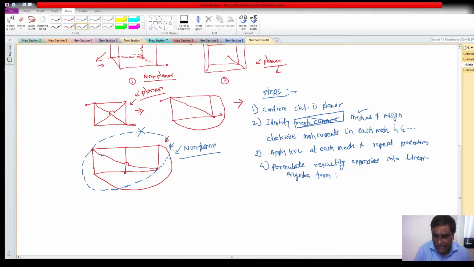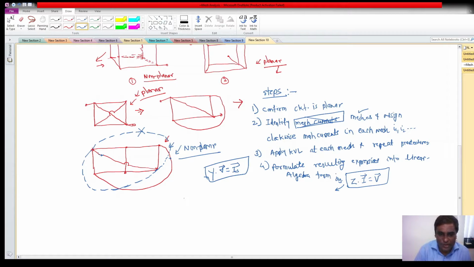That general linear algebra form will be the impedance matrix into the current vector, which will be equal to the voltage sources vector. Like in nodal analysis, where we got the linear algebra form as the admittance matrix into the unknown voltages, which equals the current sources. This was for nodal analysis and this is for mesh analysis.